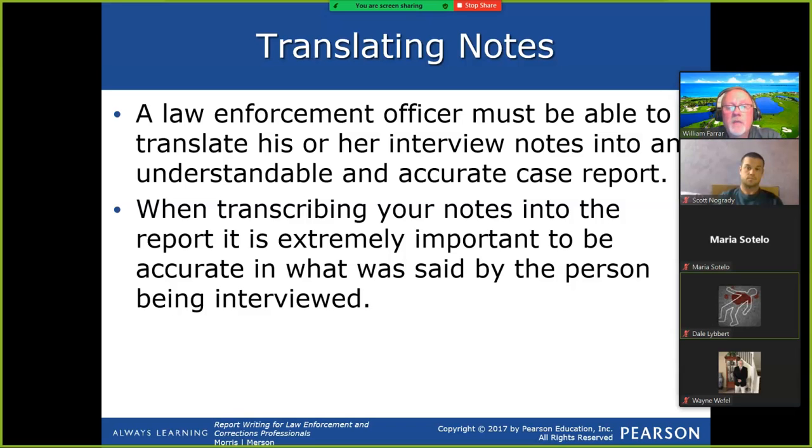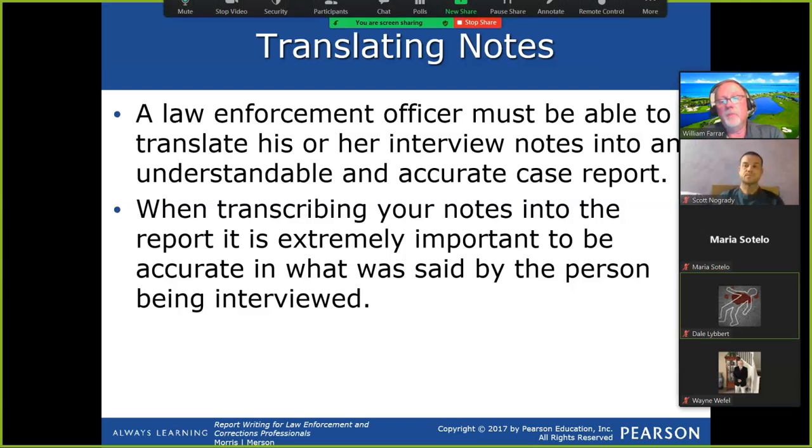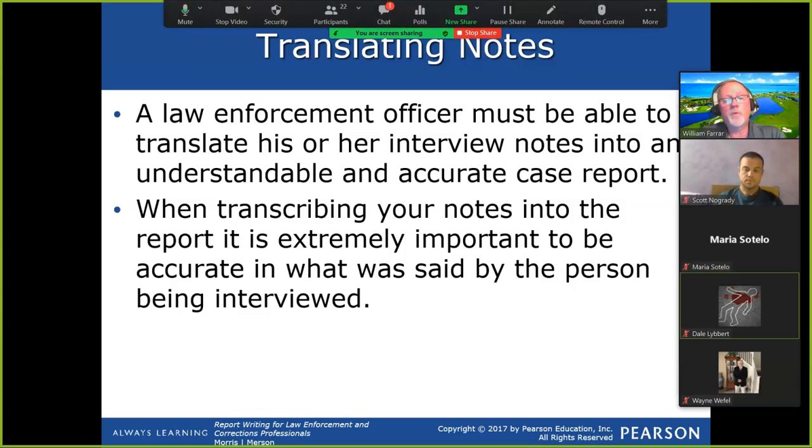Keep in mind, though, again, as you translate your notes, you have to be able to translate those notes that you take, your interview notes, to your report, which is why a couple of times we've done those note-taking exercises on discussion days to get you used to watching something and jotting something down and being able to actually read what you wrote down and then turn that into an actual police report. So when you transcribe your notes into the report, again, it's important to be accurate.